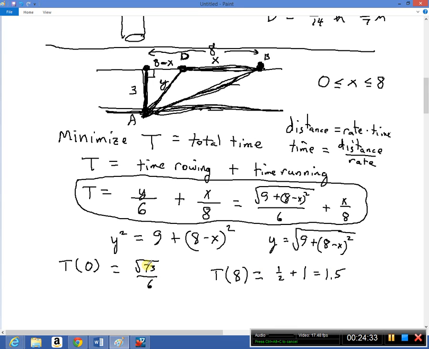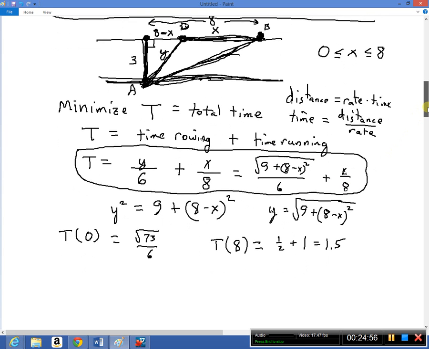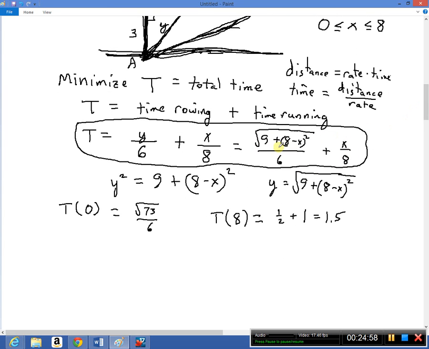Compared to, what was this? This is 8 over 6, which is a little bit less than 1 1/2. So it looks like you're going to be doing better with 0. But we still have a critical point to find. So we have not analyzed this total time function. So let's go ahead and put this into Maple rather than trying to do that work ourselves.